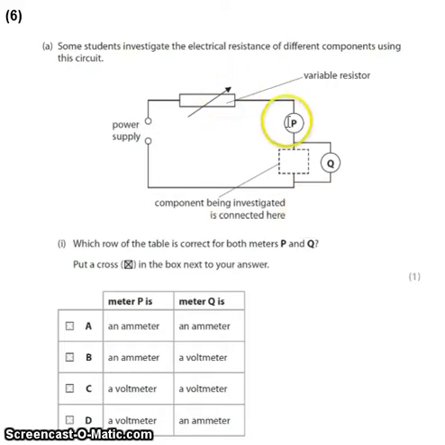Now an ammeter is always placed in series. Q is in its own loop around the component, so that's in parallel, and a voltmeter is always in parallel. So P must be an ammeter, and Q must be a voltmeter. So the answer must be B.